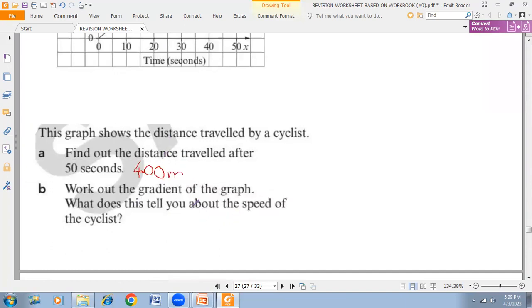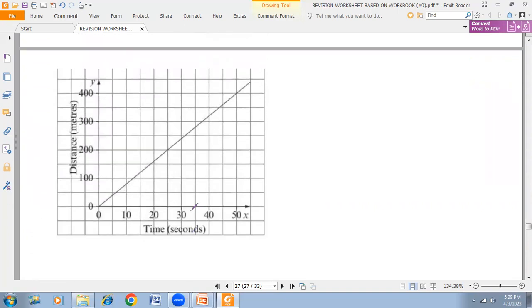Next one is the gradient of the graph. Okay, guys, for the gradient of the graph, I suggest you choose the easiest point, in the sense that the point which is touching the exact gray color line. If not, you can take this part also. Please avoid taking some other numbers here. So the technique that you need to follow is, let's say I'm choosing this point.